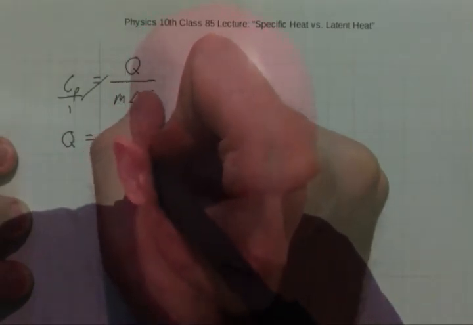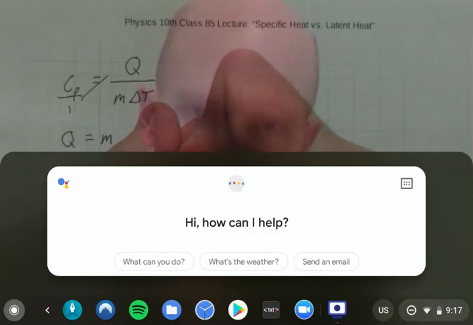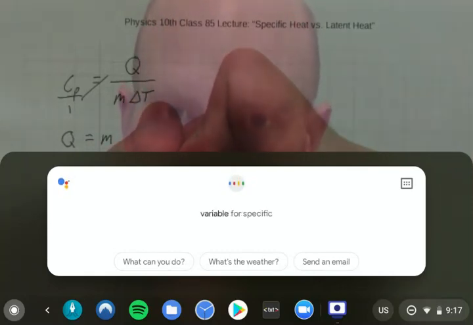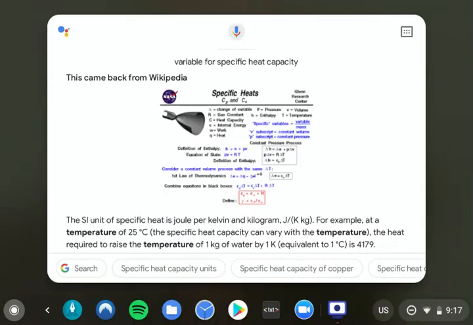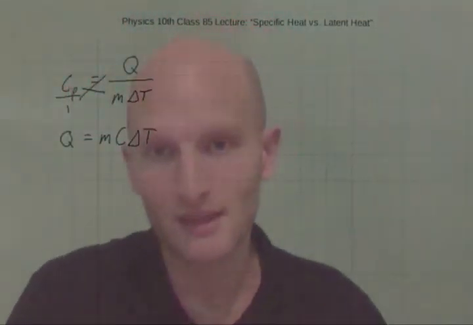So it's going to be mass times C, variable for specific heat capacity. According to Wikipedia, for example, at a temperature of 25 degrees Celsius, the heat required to raise the temperature of 1 kilogram of water by 1 K is 4. Yeah, I just want to make sure it's uppercase. M capital C, and then delta T, right? When you multiply the C times the M delta T, that's what you get.